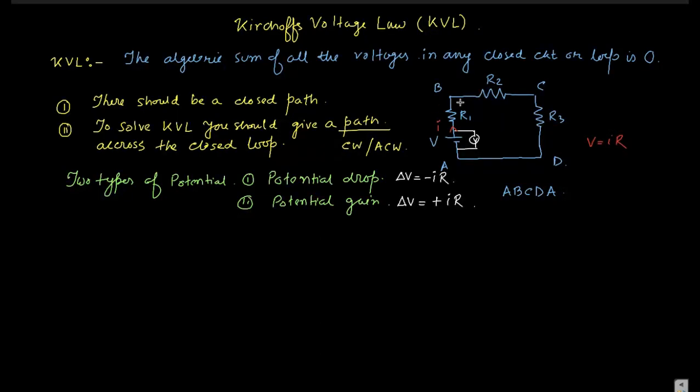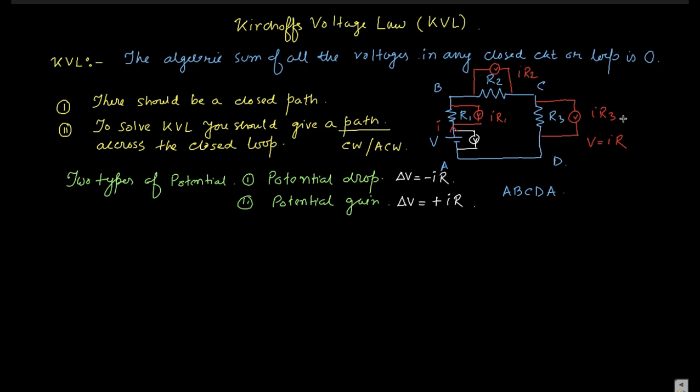If current I flows through this R1, and you connect a voltmeter over here, then you get I R1 as the voltage drop across it. Similarly, if you connect a voltmeter over here, you get I into R2 as the potential drop across R2, and if we connect another voltmeter over here, that is the V3 voltmeter, you will get I into R3.